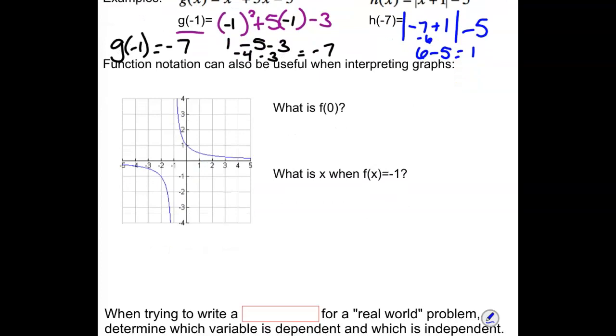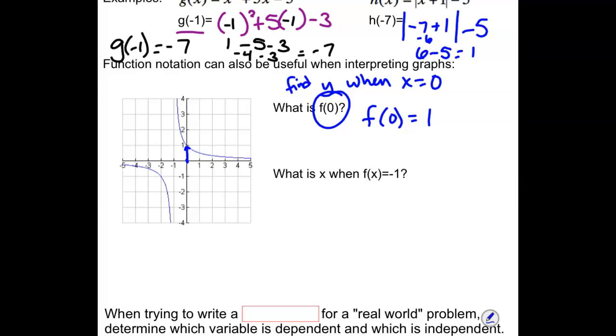Function notation can also be useful when we're interpreting graphs. Given this graph, they're asking us to find f of 0. That means find the value of our function, find y when x is 0. So we're going to go to x being 0, which is right on the y-axis. X being 0, we look up and we say our value for y is 1. So f of 0 would just be a 1.